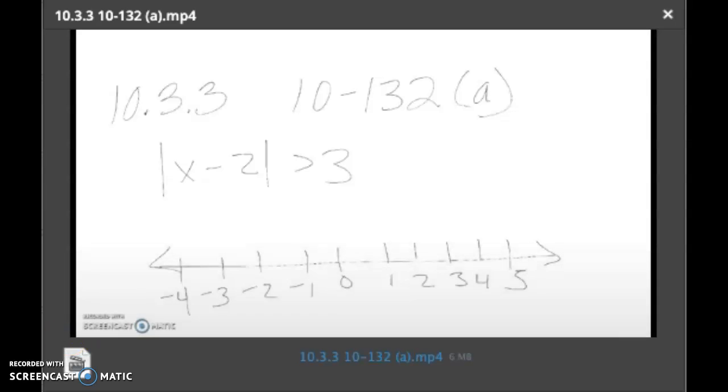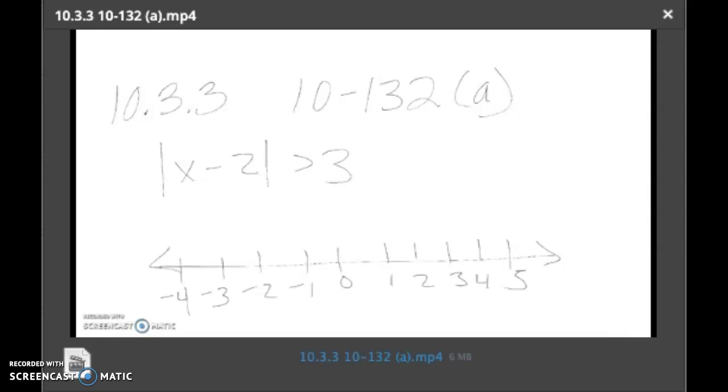This is lesson 10.3.3, problem 10.132a. In this problem, we have an absolute value inequality, and we need to solve and graph the solutions to this problem. So we're given the absolute value of x minus 2 is greater than 3.